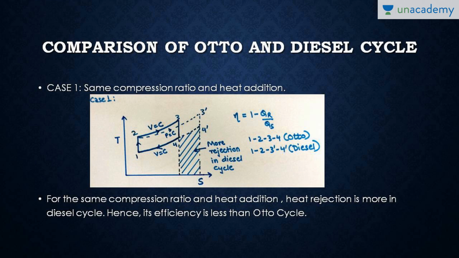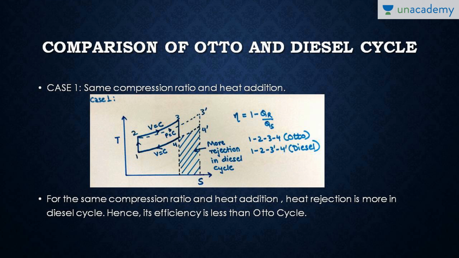So to start with, comparison of Otto and diesel cycle. Case 1: same compression ratio and heat addition. In this, you have to say which cycle has more efficiency if the condition given is that in both cycles the compression ratio is the same, as well as the heat addition. Compression ratio and heat addition are both the same. So which cycle will have more efficiency, Otto cycle or diesel cycle?